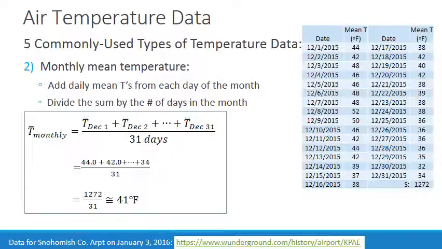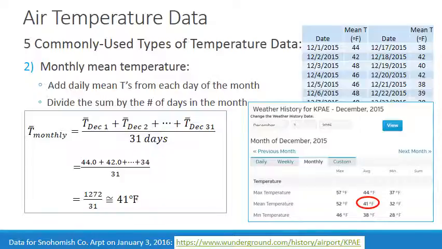Adding up the daily mean temperature for every day in December 2015, we get a total of 1272, and we divide that number by the number of total data points, which is the number of days in the month of December. Finally, rounding to the nearest degree, I get 41 degrees after rounding. And so did the people at Weather Underground. So we're still in good shape.